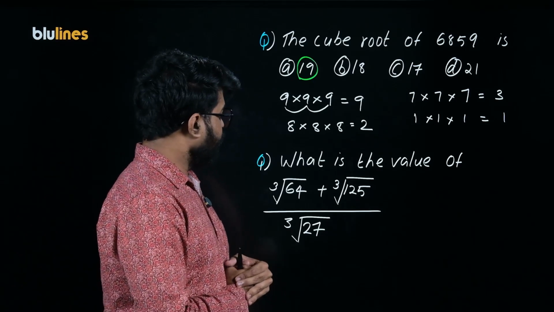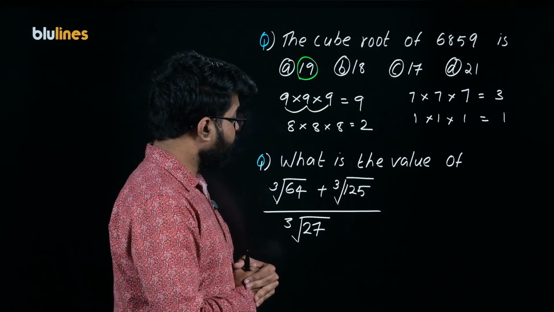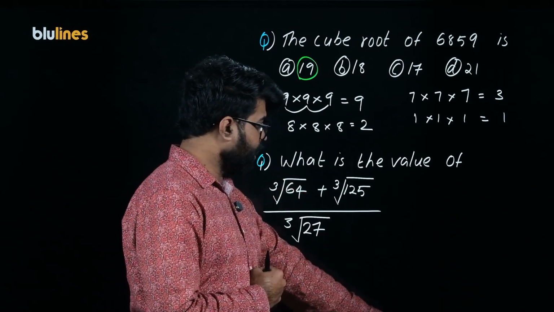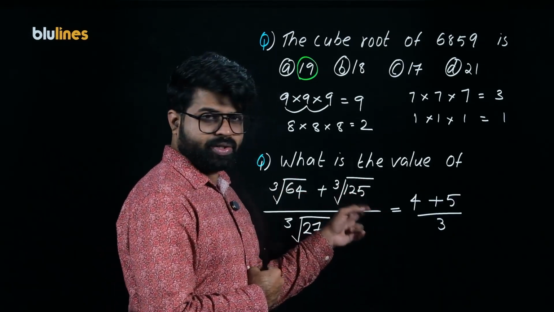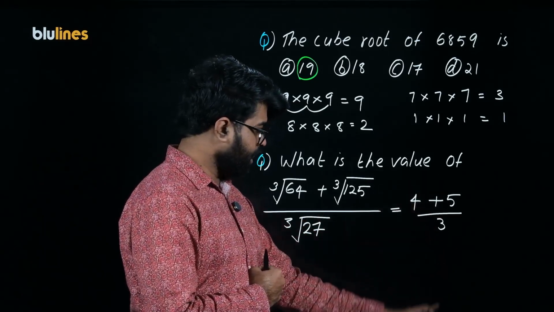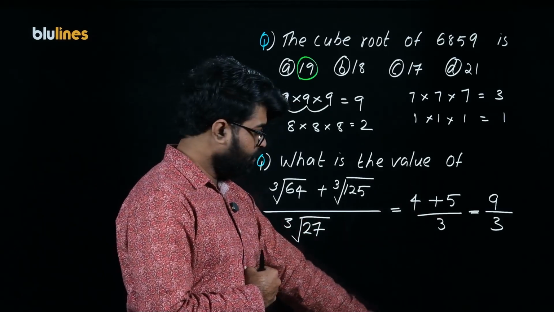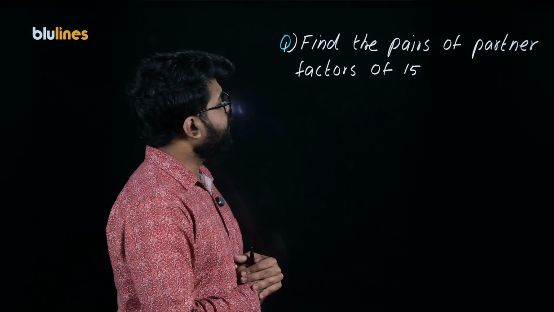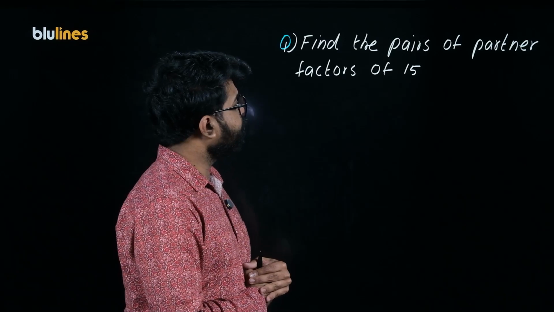Now what is the value of (cube root of 64 plus cube root of 125) upon cube root of 27? We know that cube root of 64 is equal to 4. Cube root of 125 is equal to 5. Here we have 3. So 4 plus 5 upon 3 is equal to 9 upon 3, which is equal to 3.